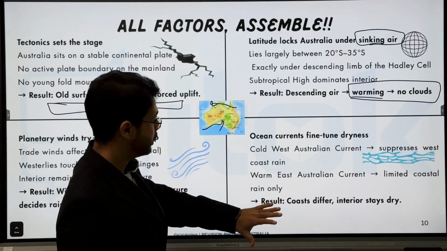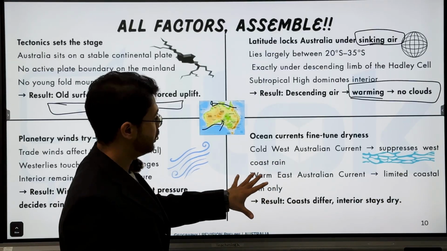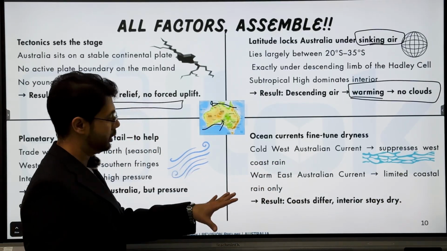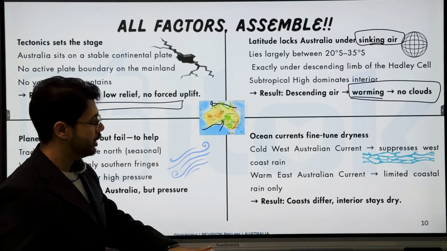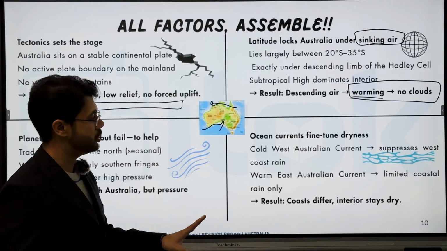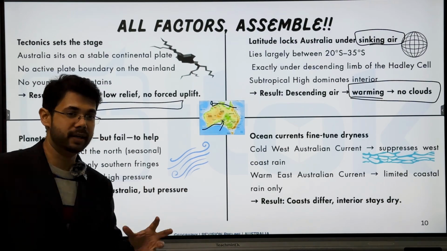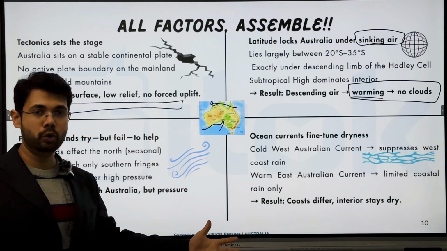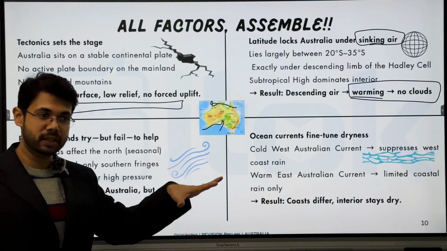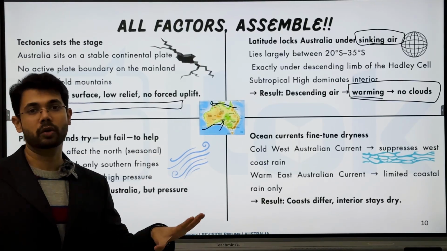Ocean currents, they keep the West Australian current and keep it very dry, and it suppresses West Coast rain. So even if there is a rain kind of trying to happen over there, the cold oceanic current enforces further high pressure and does not allow rains to happen.